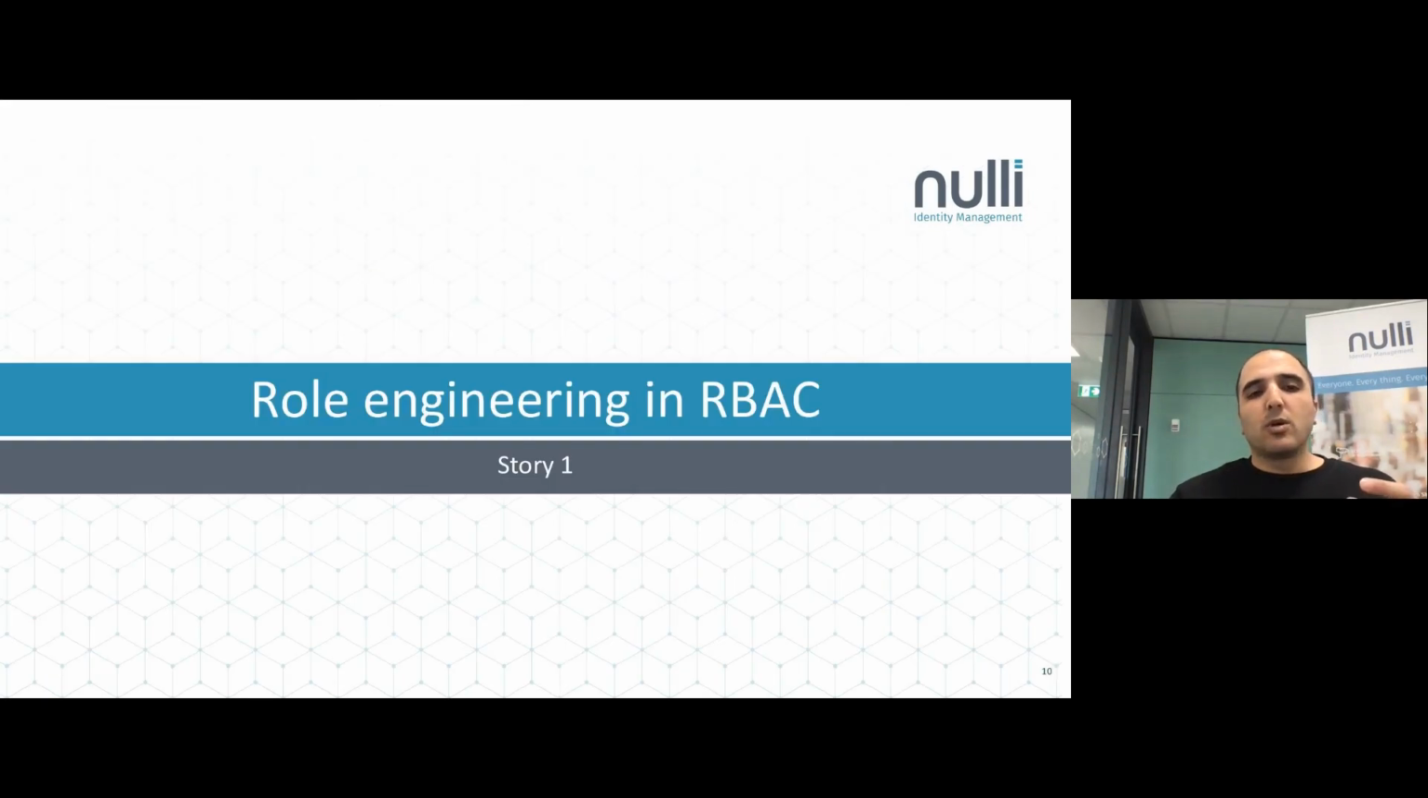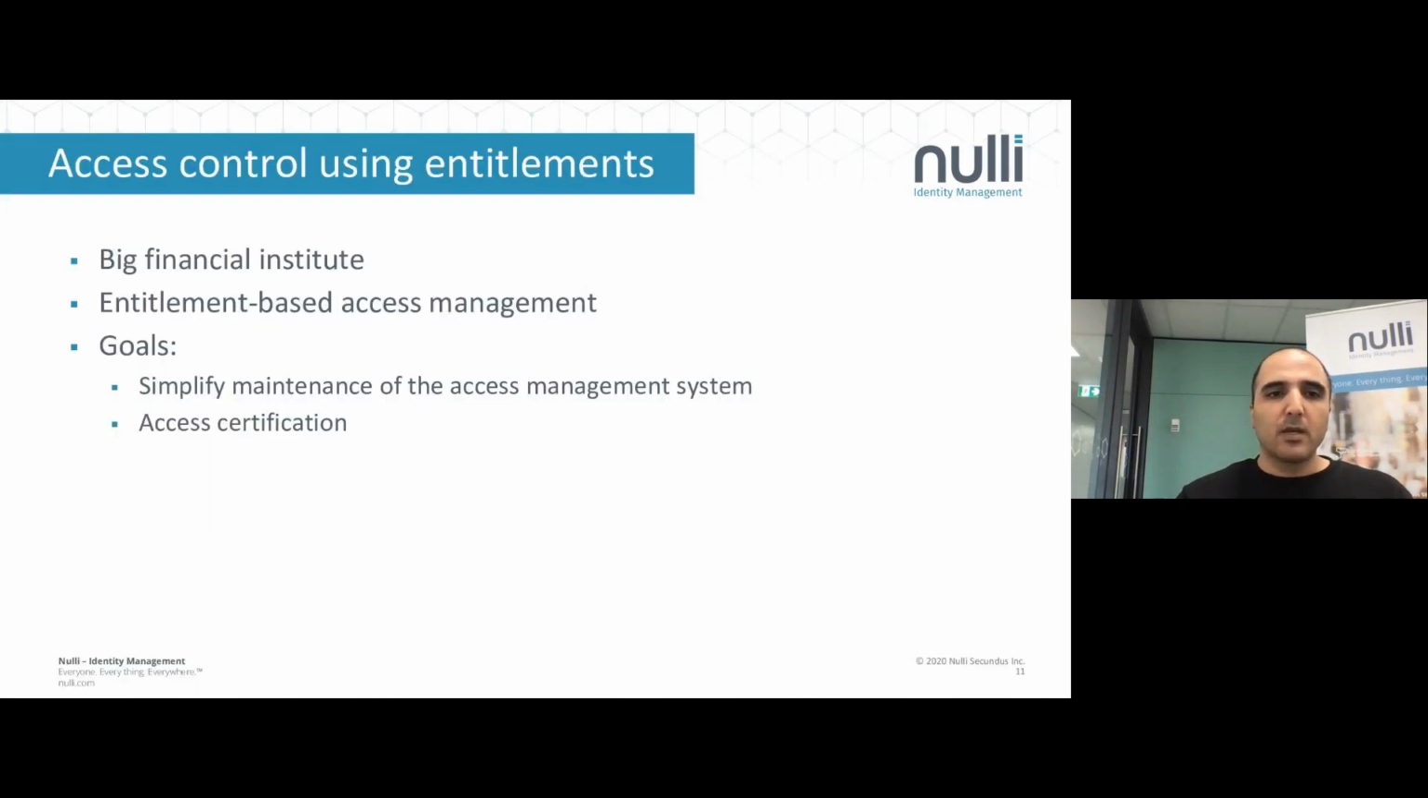Now that we know what identity and access management is and how relationships change this problem, let's talk about two real stories. Again, as I mentioned earlier, these are real projects that we have had with our clients. The first one is about role engineering in role-based access control. This project was with a big financial institute. They were using an entitlement-based access management system, which I'm going to explain in the next slide.